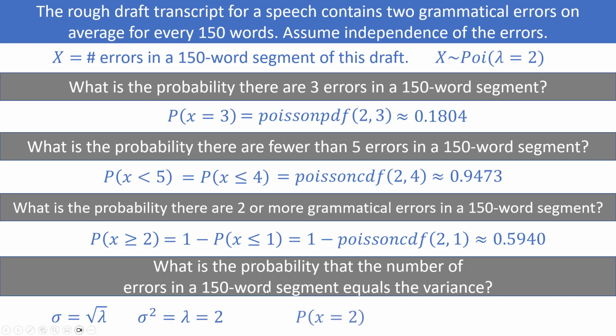So really, this is just asking for the probability that x is equal to 2, which you can find by using Poisson PDF. I'll let you check the answer yourself, but you should get about 0.2707. The probability that the number of errors in a 150-word segment is equal to the variance is about 27.07%.